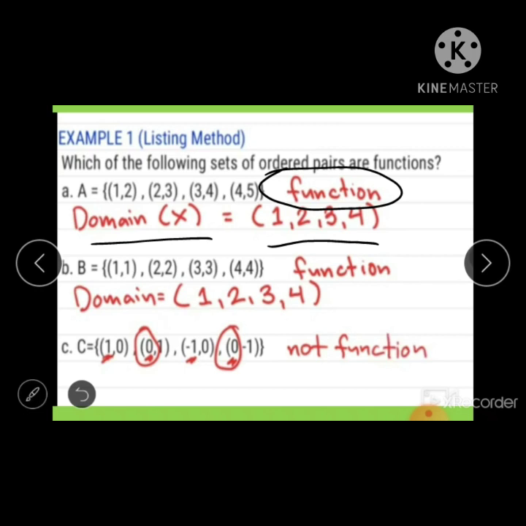Example B, the set of ordered pairs are (1, 2), (2, 2), (3, 3), (4, 4). We list down the domain. The domain are 1, 2, 3, 4. There is no repeated domain. So again, this is a function.